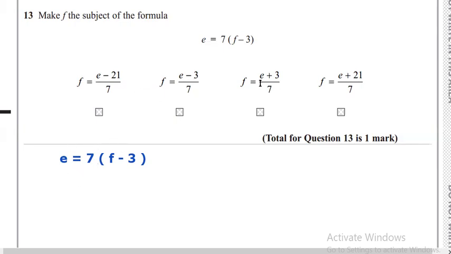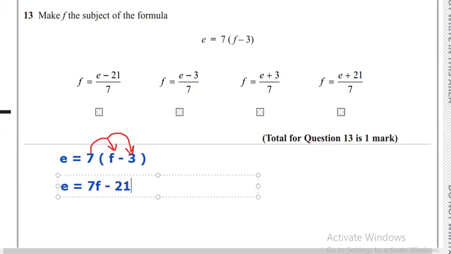But when you look at the answers, you will see that all the whole side is divided by 7. This means they didn't divide by 7. This means they followed an expanding way of answering this question. So here, it means they expanded the 7 inside like this. And when you expand, you have to multiply the 7 inside the bracket. So the second step, E will equal 7 times F is going to be 7F. And then 7 times negative 3 is going to be negative 21, like this.